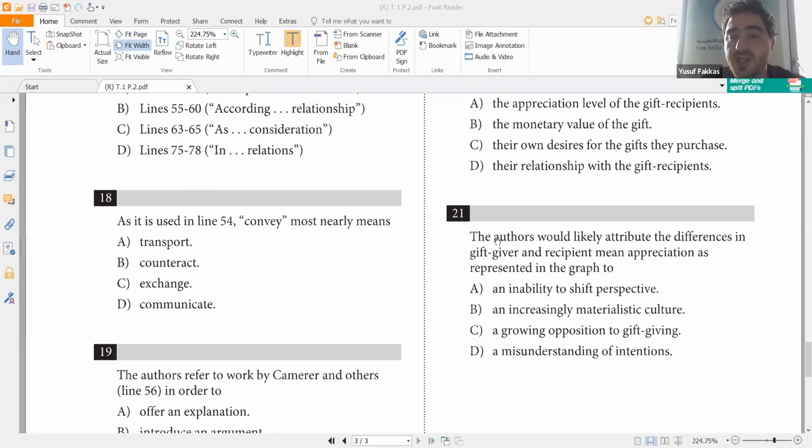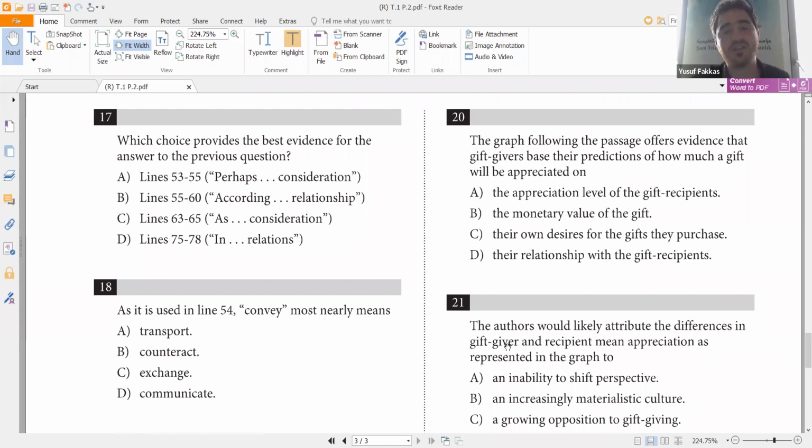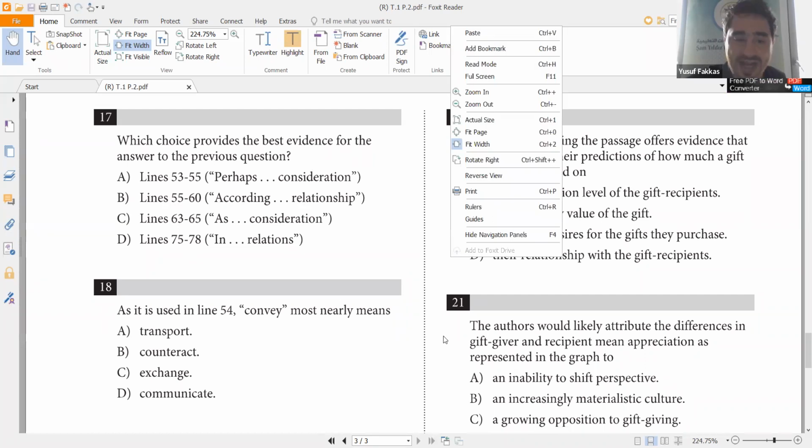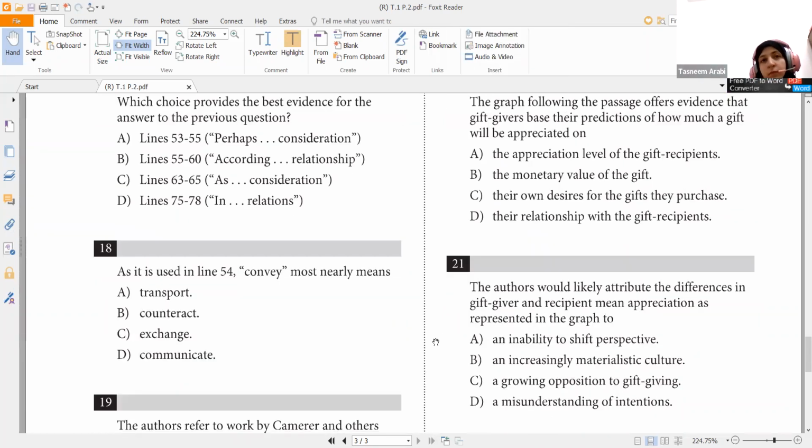Why? Because it's saying the authors would likely, that's an inference question, would likely attribute the differences in the gift giver and recipient's mean appreciation as represented in the graph to what? So you're gonna look at the graph just to see that they are different. But because of what? You have to go back to the passage. Okay? Okay, yeah, thank you. For 20, it was just enough to look at the graph. We didn't look at the passage for question number 20. But for 21, you have to. Because they're telling you, the graph is showing you the difference. Why is there a difference? You don't know from the graph, you should go back to the passage.